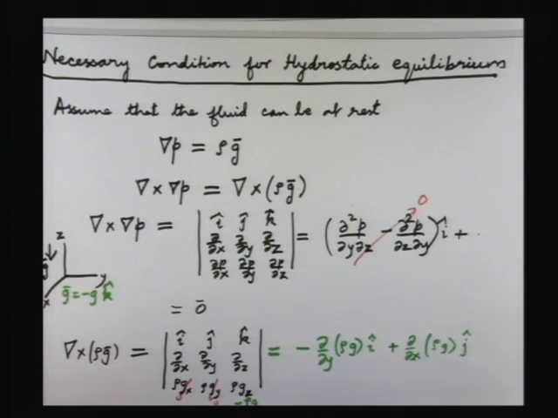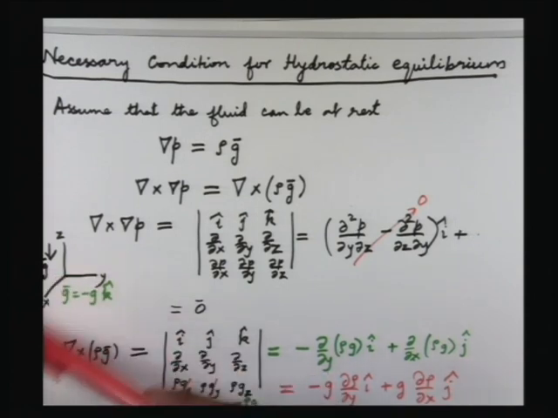Now in most cases g will be constant, so I can pull it out over here, write it as minus g into del rho del y I, and this will be plus g into del rho del x j. So that means that curl of rho g will be 0 when del rho del x is 0 and del rho del y is also 0. That means there should be no horizontal gradient in the density.